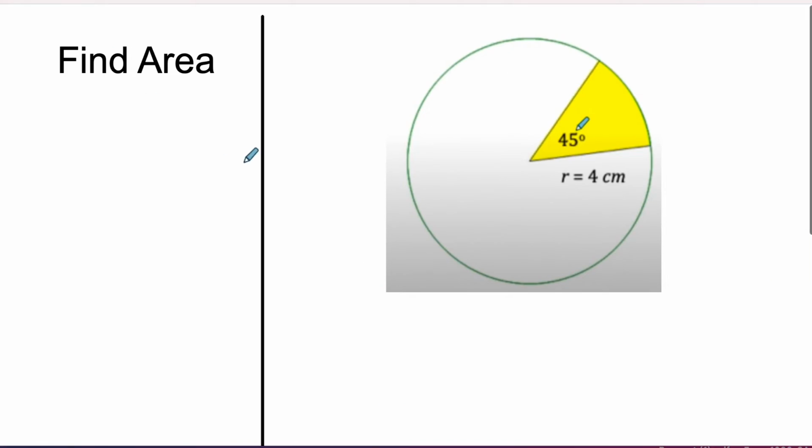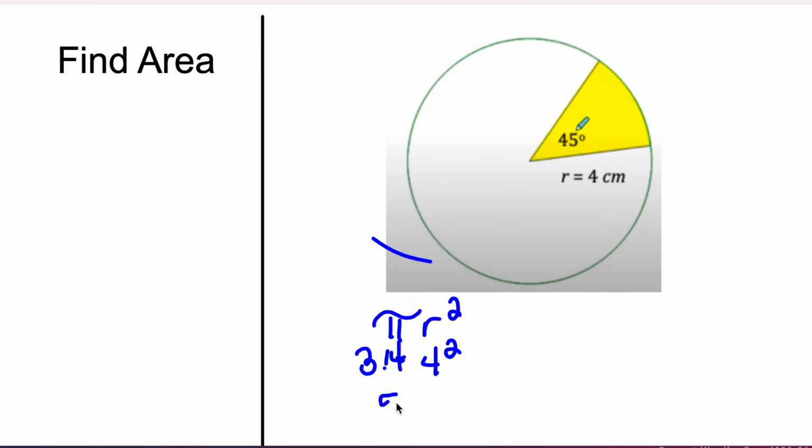If I'm giving you the central angle, can you find the area? The first thing you must do is find the area of the entire circle, because we're not sure if this is a half or a fourth or an eighth. Like yesterday, it cut up pretty easily. This one won't. So let's find the area first. We take 4 squared times 3.14. So 16 times 3.14 gives me 50.24.